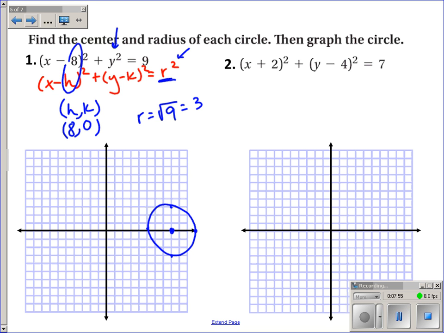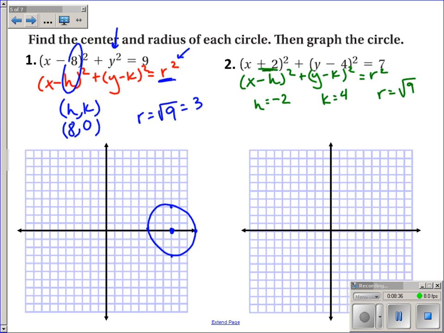Okay, number 2. Again, the formula is x minus h squared plus y minus k squared is equal to r squared. Now, in this problem, it's going to be x plus 2, which means h must be equal to a negative 2. So that x minus a negative 2 would become x plus 2. So you always change the sign for h and k. In this case, k would be equal to a positive 4 because it's y minus 4. So k is a positive 4. Again, you switch the signs. And the radius is the square root of whatever number I'm given there.